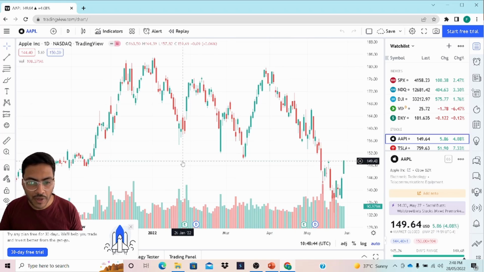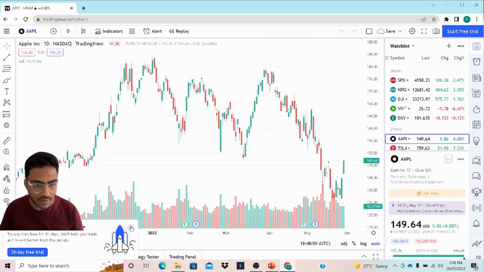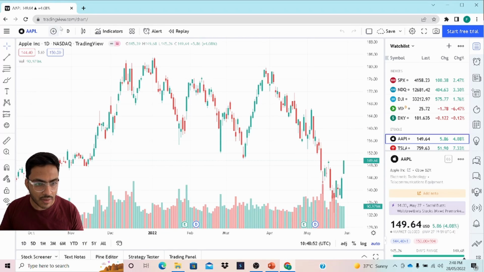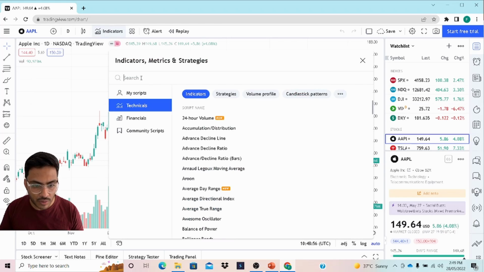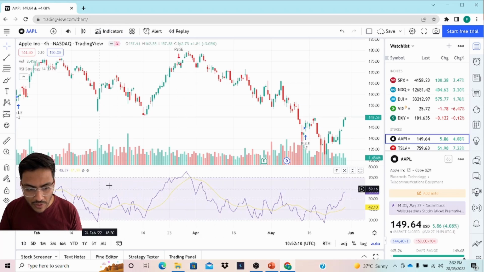This is the chart of a company called Apple. So let's first discuss the relative strength index. I can add an indicator from here. So we're looking for RSI. Okay, so we have RSI on our chart.